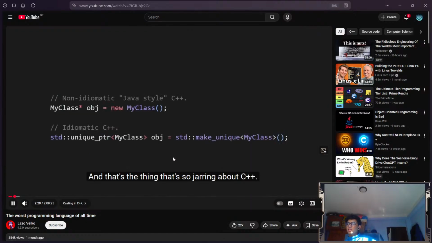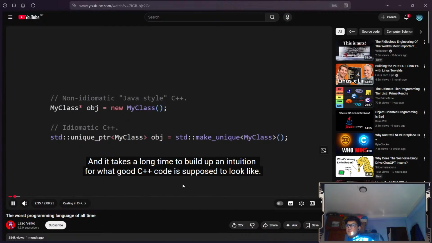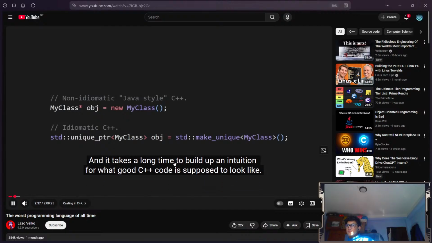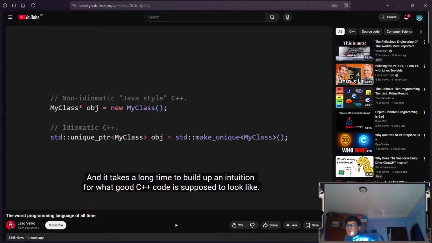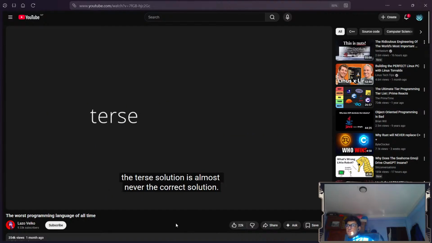And that's the thing that's so jarring about C++. Correct C++ code often just looks wrong, especially to beginners, and it takes a long time to build up an intuition for what good C++ code is supposed to look like. Eventually you end up accepting the fact that in C++, the terse solution is almost never the correct solution.